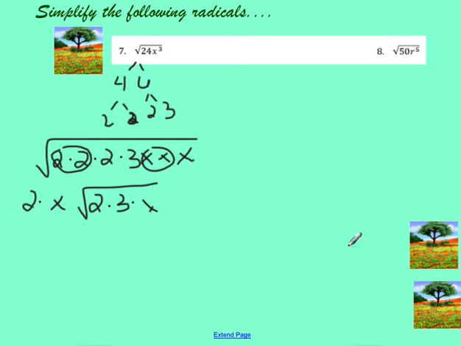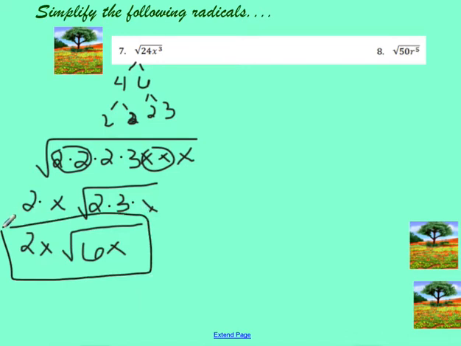So I want to go through the work of multiplying this out. Well, 2 times x is just 2x. 2 times 3 is 6. 6 times x is 6x. So this right here is your final answer for number 7.